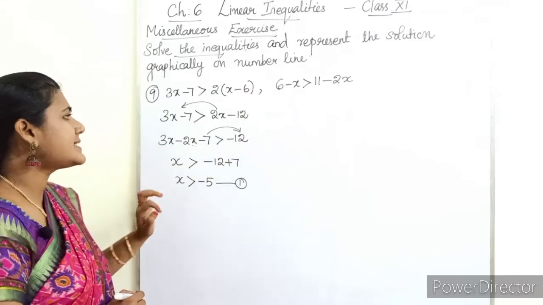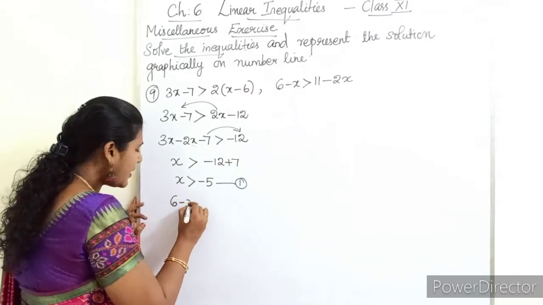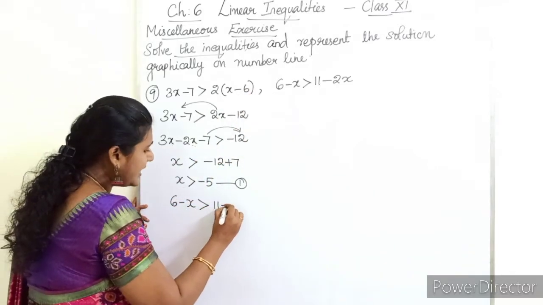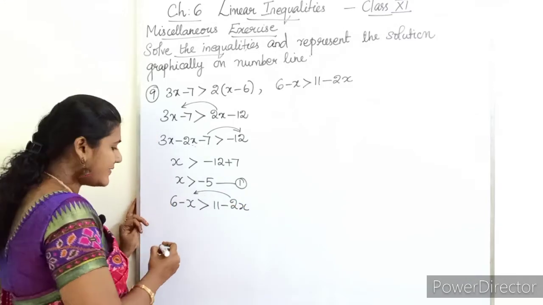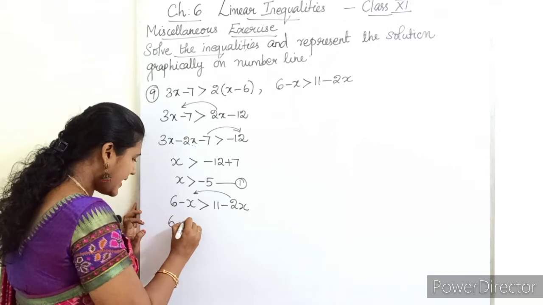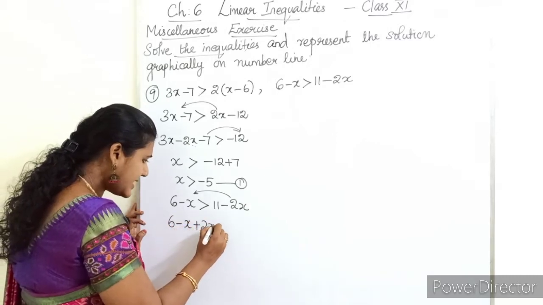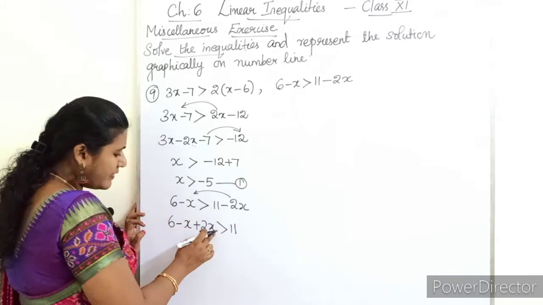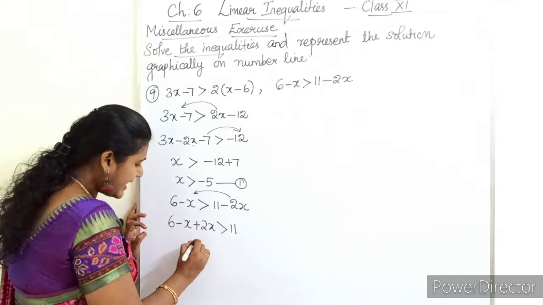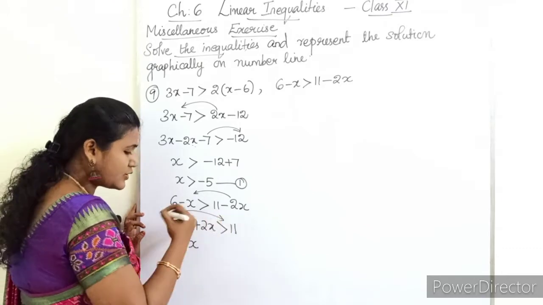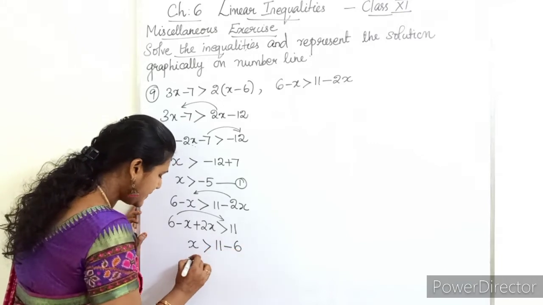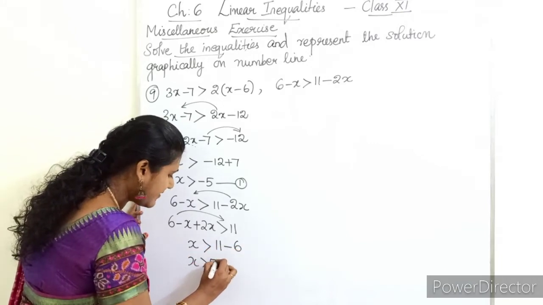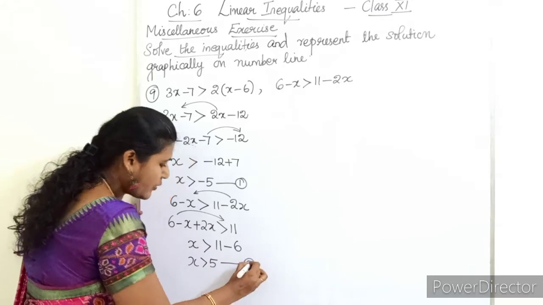Similarly, we will solve the second inequality, that is 6 minus x is greater than 11 minus 2x. We will take this minus 2x to the left side. So 6 minus x plus 2x is greater than 11. When you simplify these two, you will get x, and this 6 we will take to the right side. So x is greater than 11 minus 6. So you will get x is greater than 5. This is the second inequality.